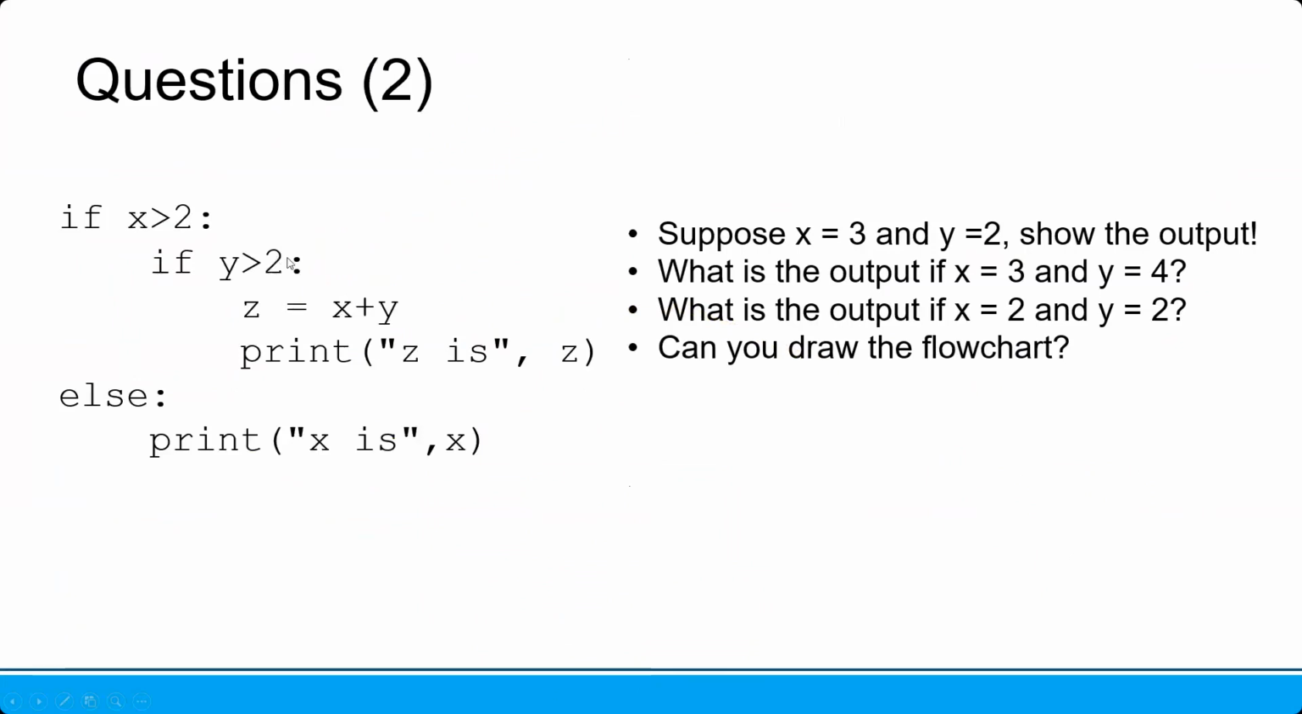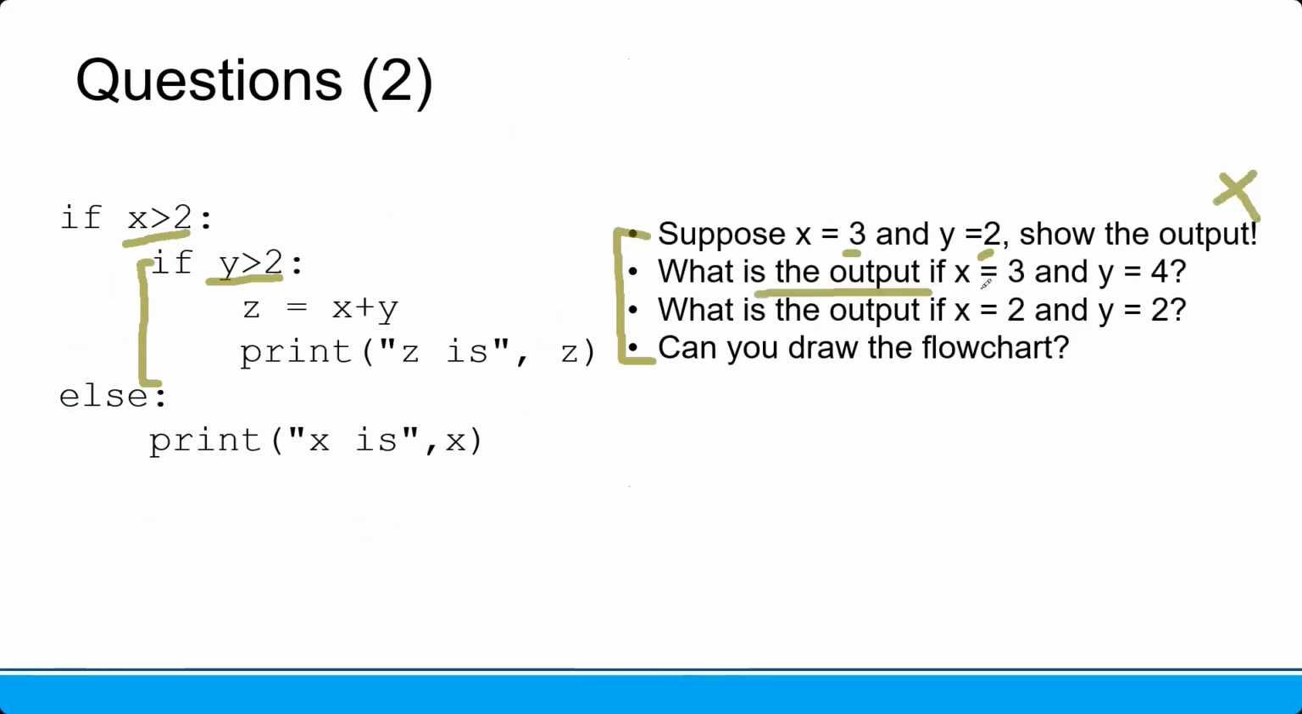Okay. What about this one, with the same numbers? Suppose x is 3 and y is 2. X higher than 2? Yes. Y is higher than 2? No. What is the output? Nothing, because in this if there is no else. So in this case, nothing.